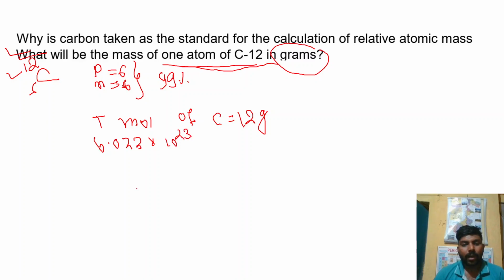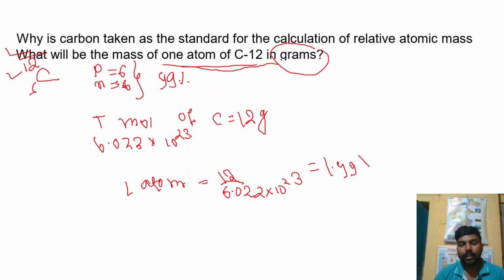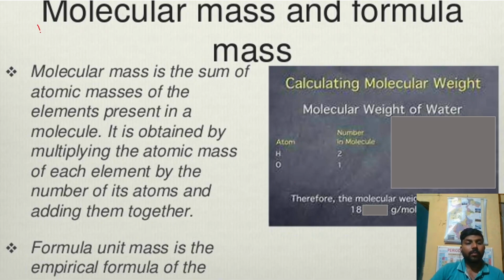Now suppose I am taking one atom of carbon. So what you have to do is divide 12 by the Avogadro number, 6.022 into 10 to the power 23. After calculating, you will get the value 1.99 into 10 to the power minus 23 gram. So this will be the answer. Okay, now we are moving to the next part. Okay, 10 to the power minus 24, not 30, 23.